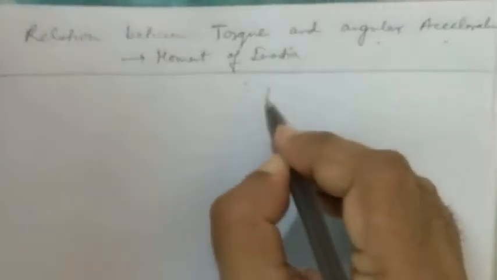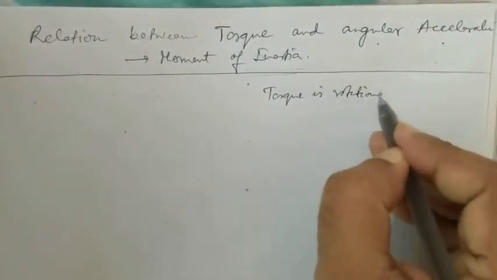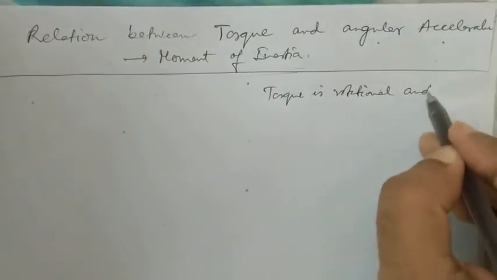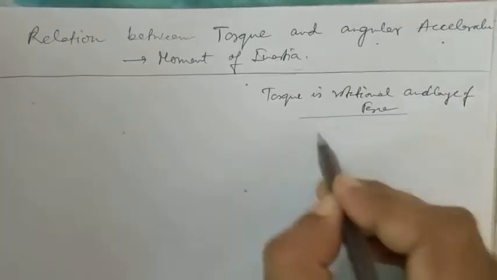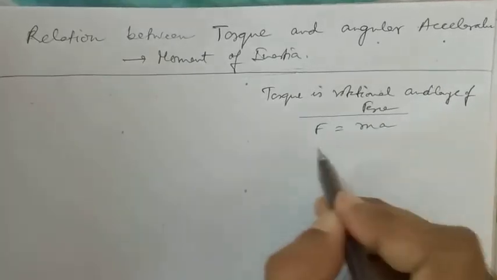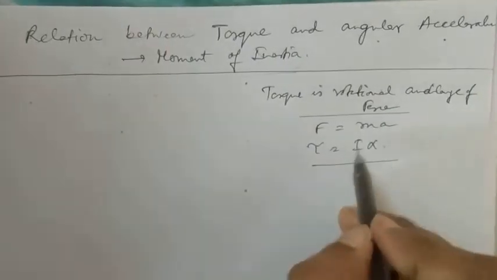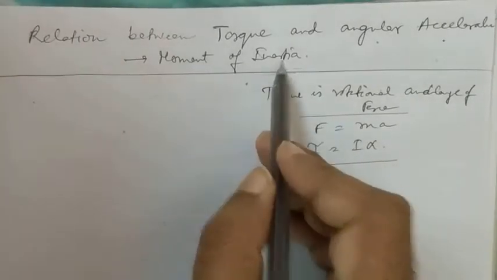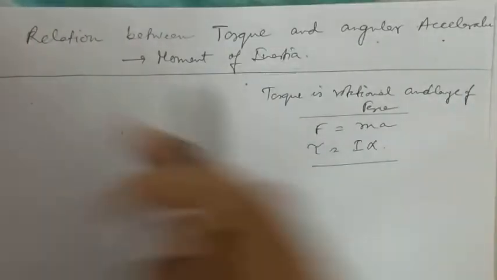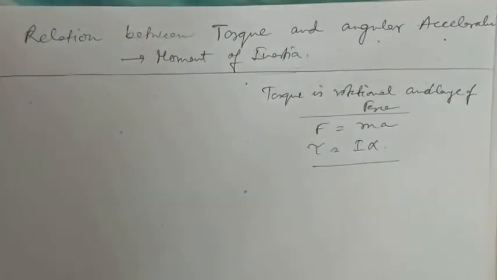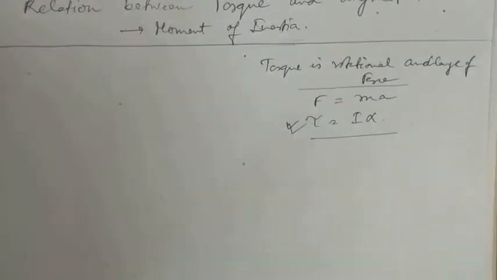So you can write here that torque is the rotational analog of force, because these two equations, F is equal to ma and tau is equal to I alpha, are the same. This I is known as the moment of inertia, which we will be deriving when finding out the relation between torque and angular acceleration. So this is the relation we are going to prove: tau is equal to I alpha.